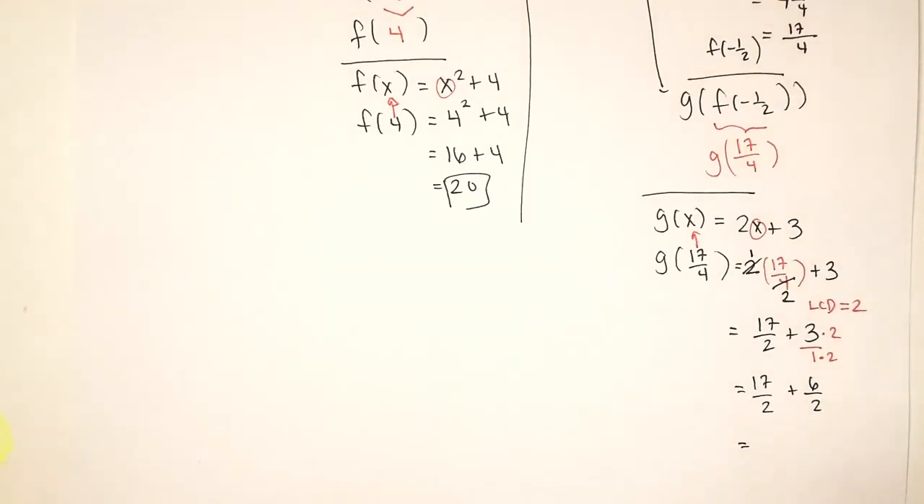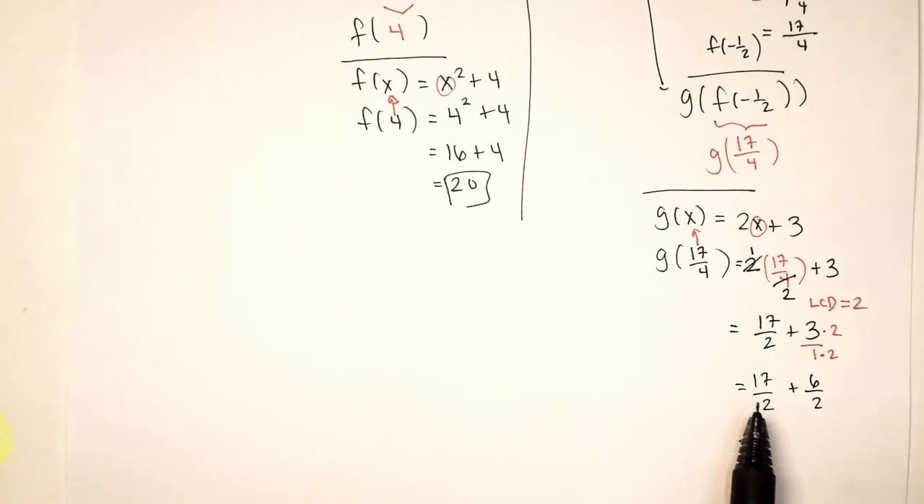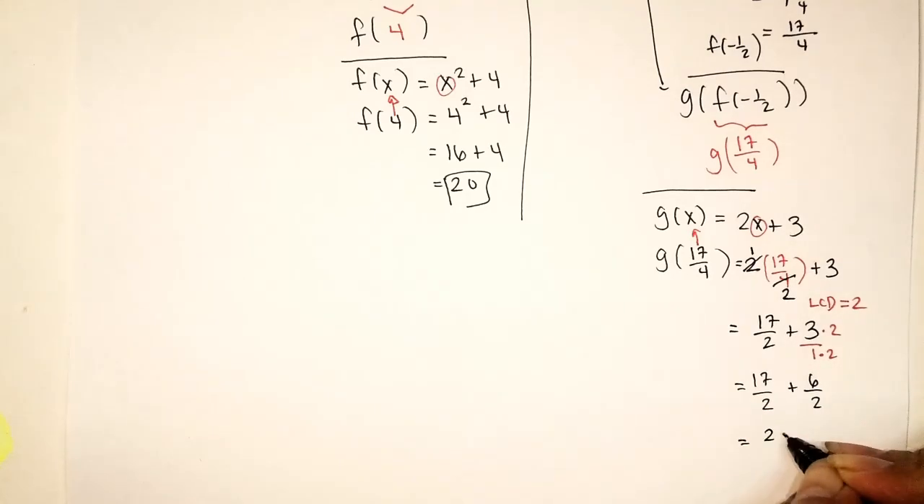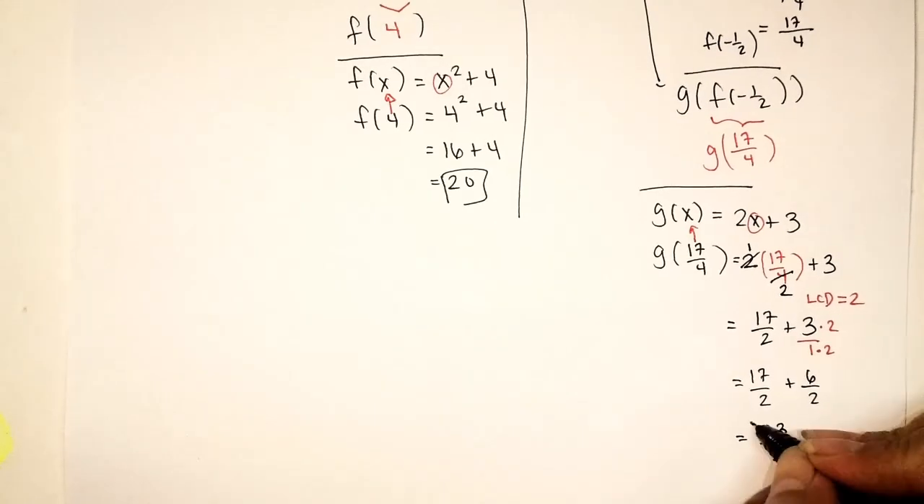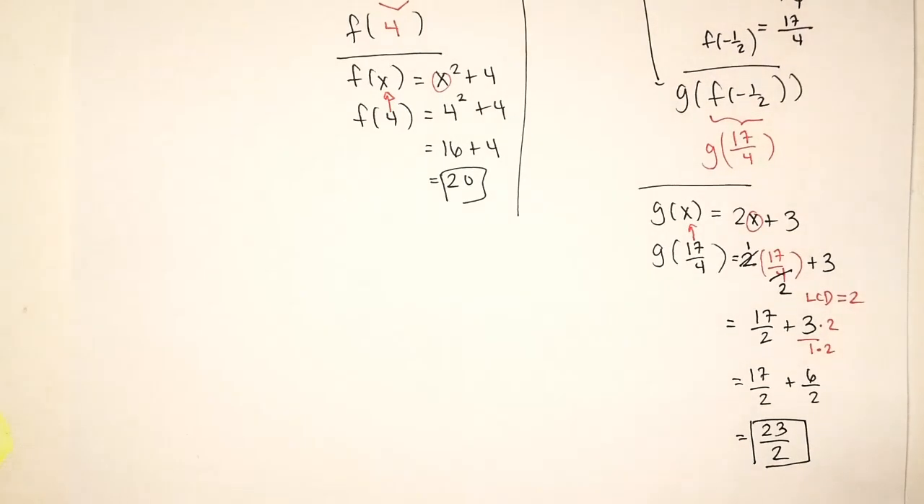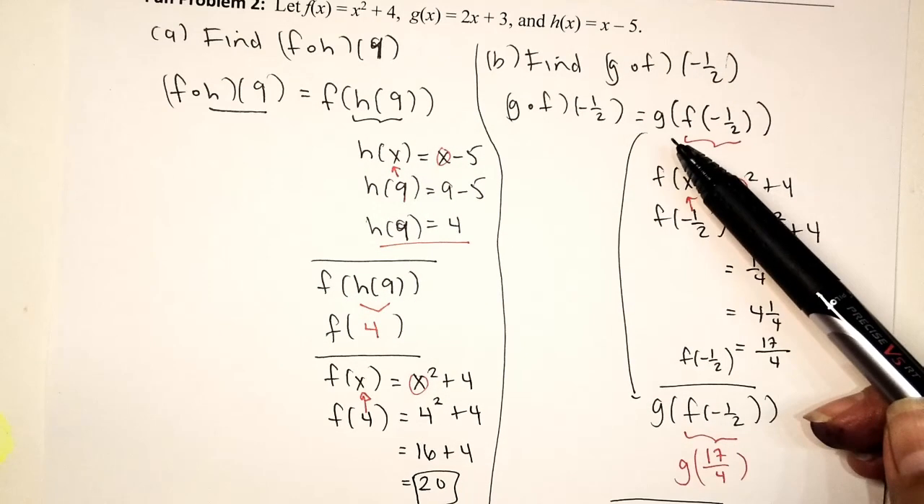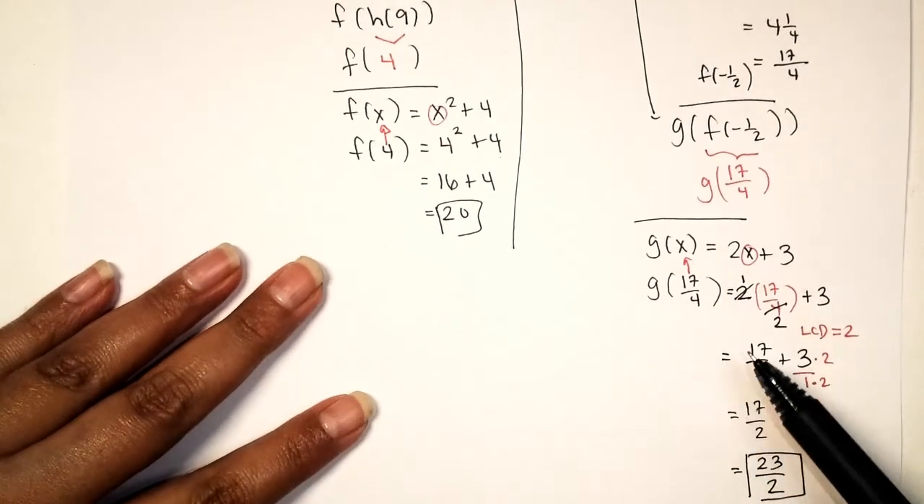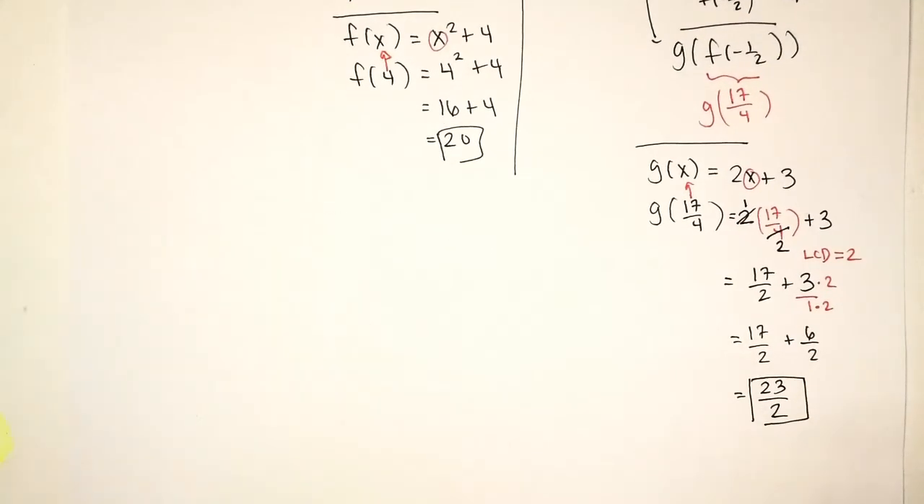So when we add the resulting fractions, we add the numerators and write the sum over the common denominator. The sum of 17 and 6 will give us 23, and we write the sum over the common denominator. Cool. So the original problem was find g of f of negative 1/2. We had a couple of puzzle pieces, and after all that hard work, the answer is 23 halves or its equivalent. What is it? 22, 11 and a half or 11.5. Don't quote me on that.